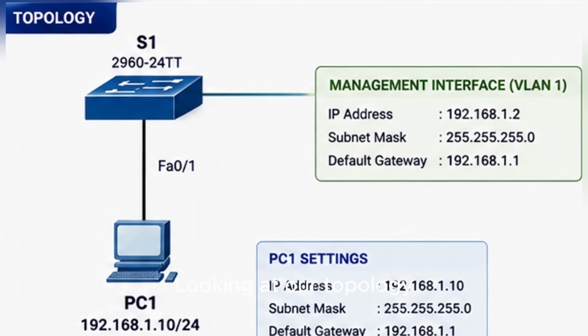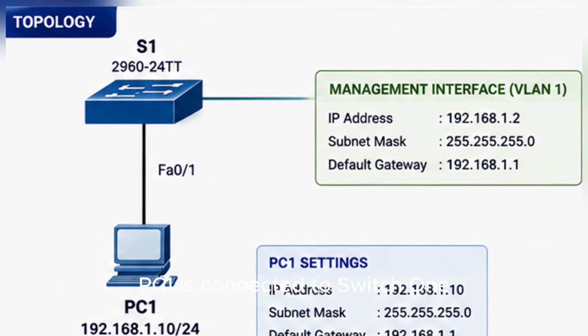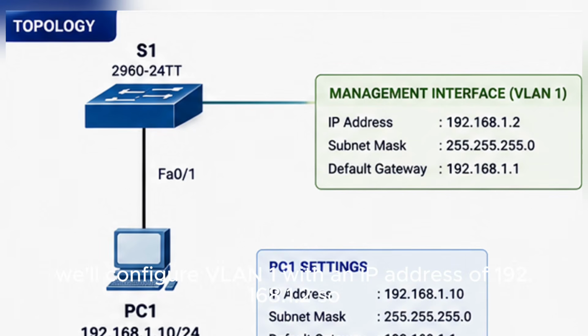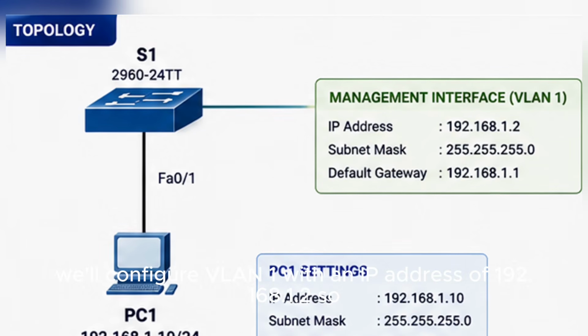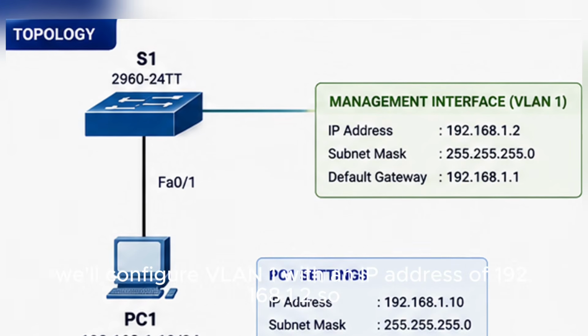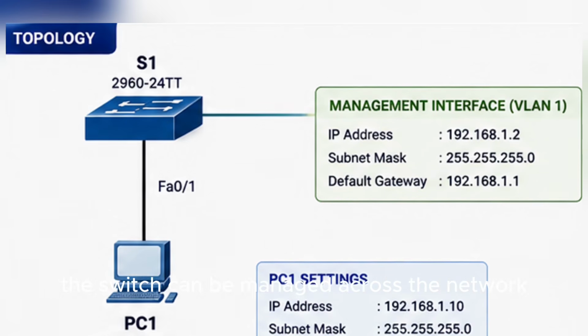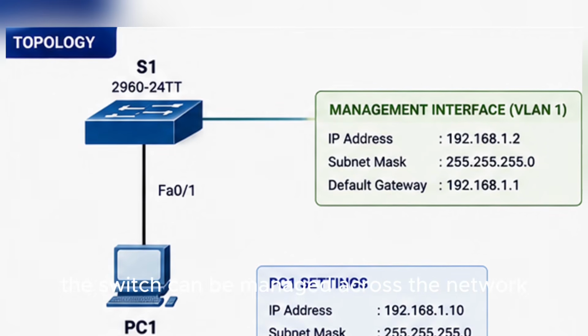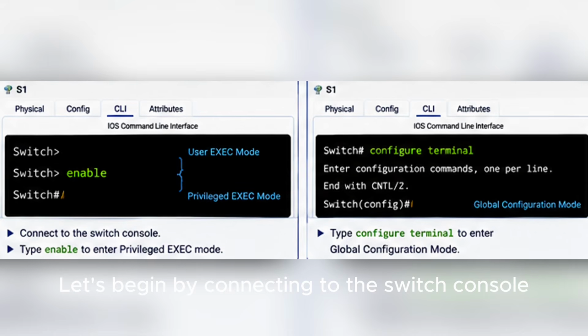Looking at our topology, PC1 is connected to switch 1. We'll configure VLAN 1 with an IP address of 192.168.1.2 so the switch can be managed across the network. Let's begin by connecting to the switch console.